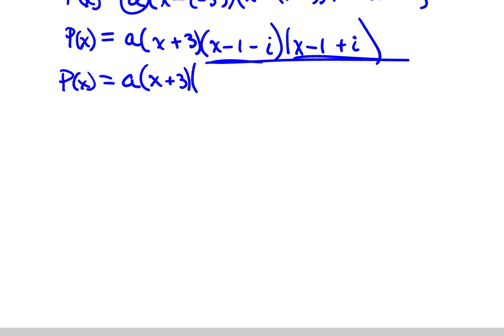We're going to multiply every term in the first factor by every term in the second one, starting with the x. So x times x would give us x squared, x times negative 1 would be negative x, x times i would be plus ix. Now we'll start over with this negative 1 getting distributed all the way through, so we'll say minus x plus 1, and then minus i.